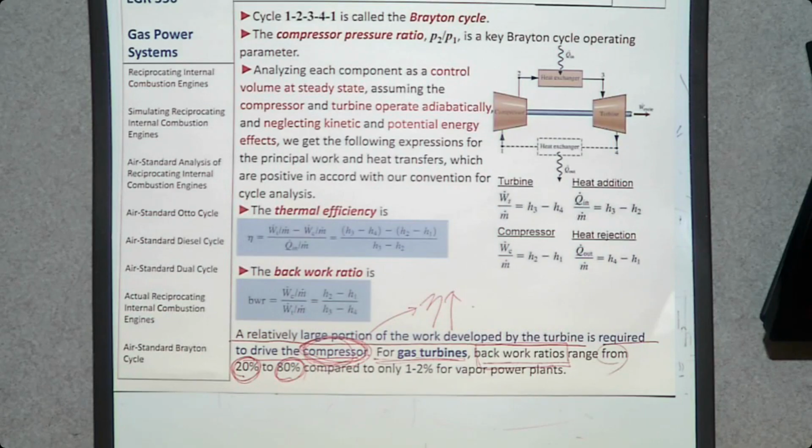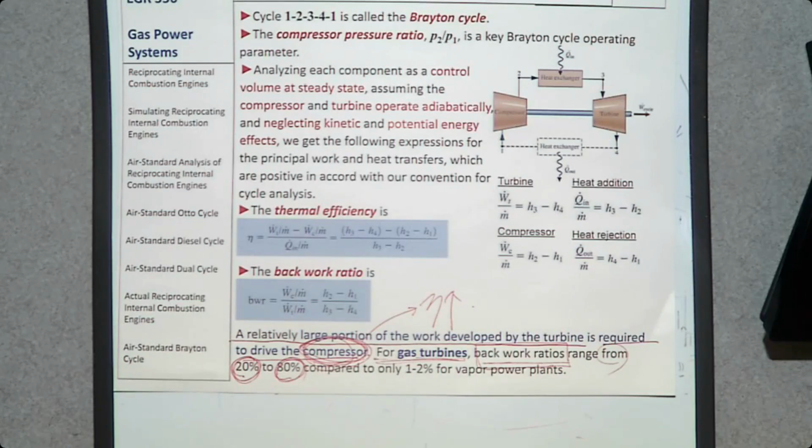But as you can see, the back work ratio for a vapor power plant is only 1 to 2%. Why? Because in a vapor power plant, we don't use a compressor. We use a pump. A pump is way cheaper than a compressor.